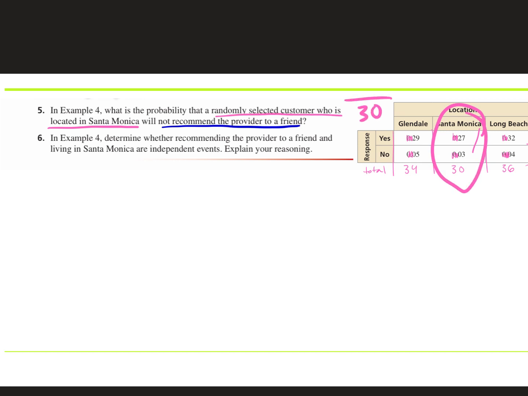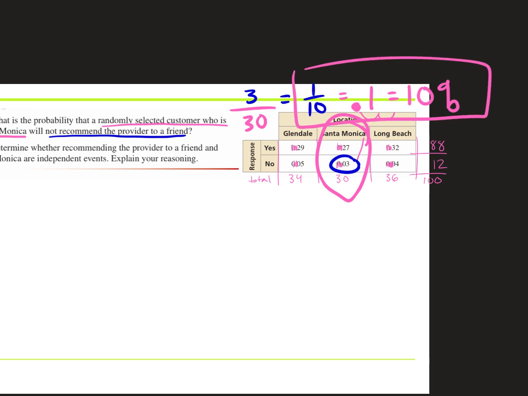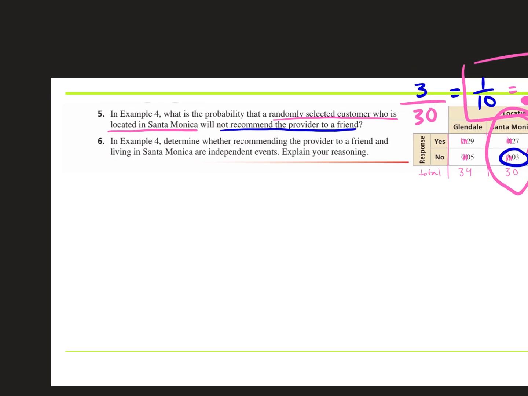And out of those, how many will not recommend the provider? 3. Can I simplify this fraction? 1 over 10. And then what would this be as a decimal? 0.10 or 0.1. And then as a percent? 10%. You move the decimal twice. 10%. And then you're going to skip number 6.